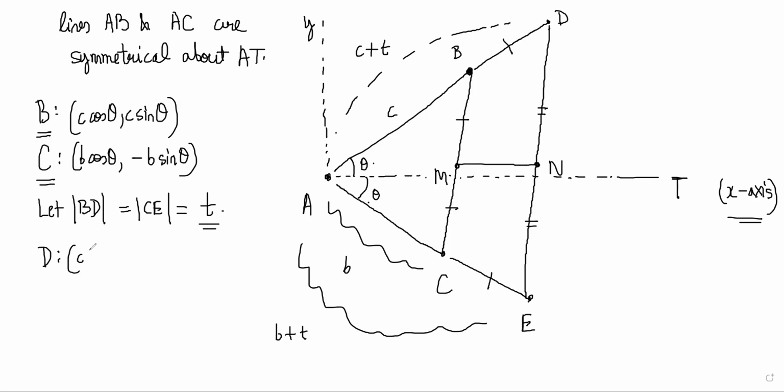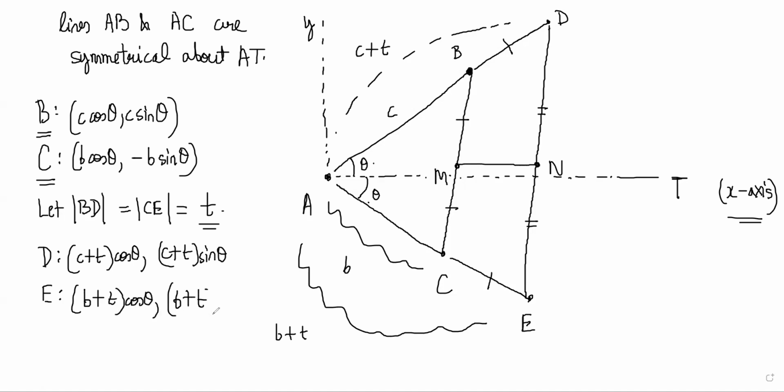Coordinates of D will become C plus T cos theta, comma C plus T sin theta, whereas coordinates for E will come out as B plus T cos theta and B plus T sin theta. So it is pretty simple, using our correct choice of XY axis and origin, to figure out the coordinates of all of these points. A is 0, 0, B and C and D and E we have found, right?